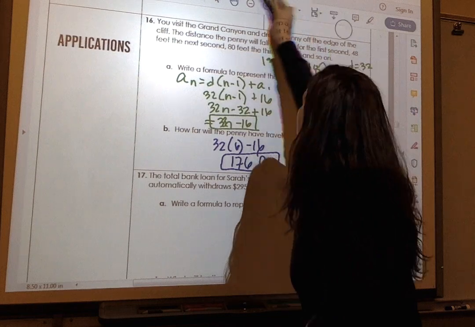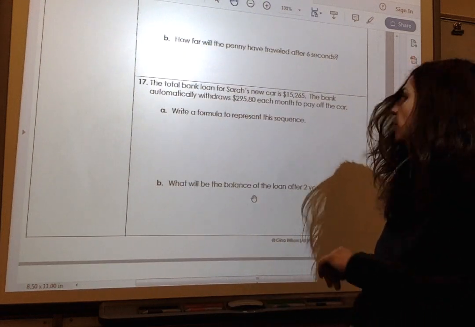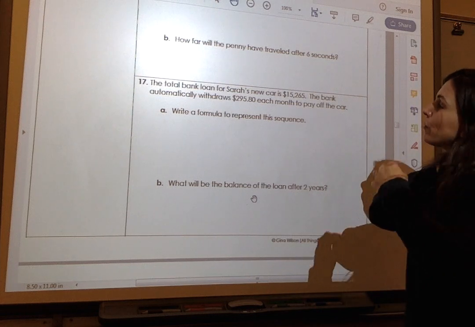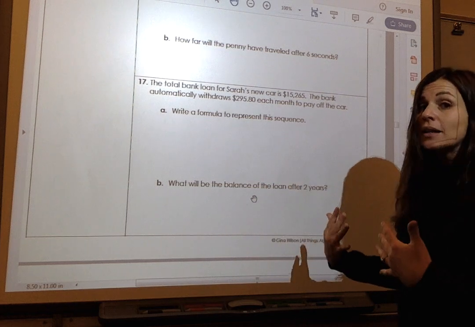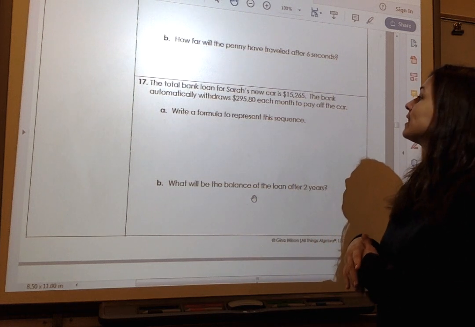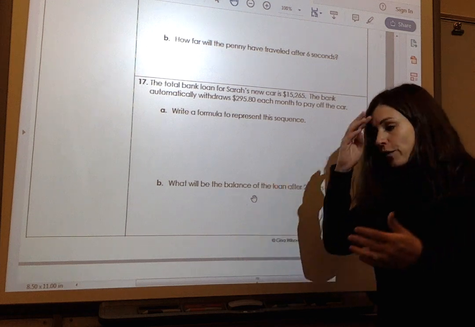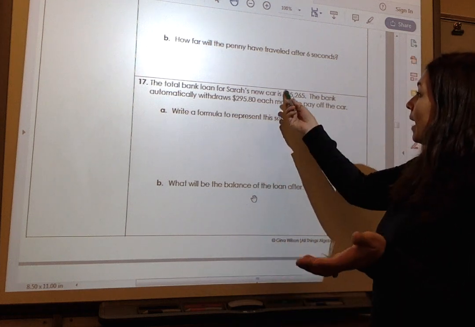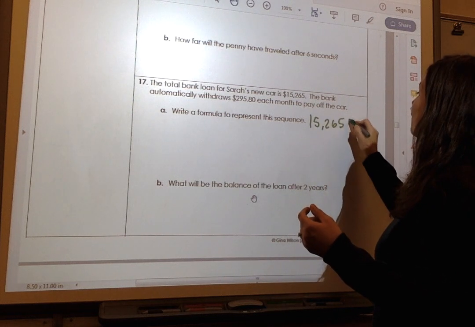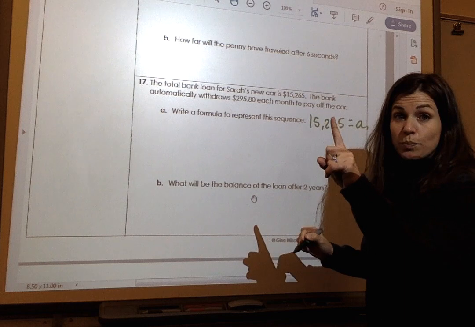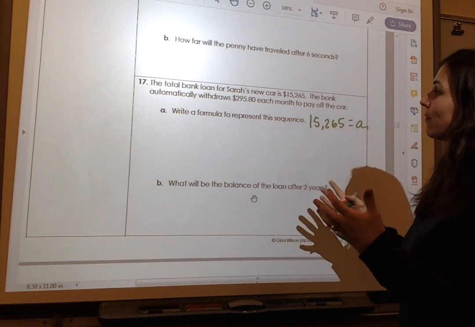Let's look at a different arithmetic sequence. Money, bank, all the time we use it. The total bank loan for Sarah's new car is $15,265. The bank automatically withdraws $295.80 each month to pay off the car. Write a formula to represent this sequence. Perfect. So my starting point, the first term is $15,265. That's my a1. That's the first part, okay? Now, they automatically withdraw $295.80.